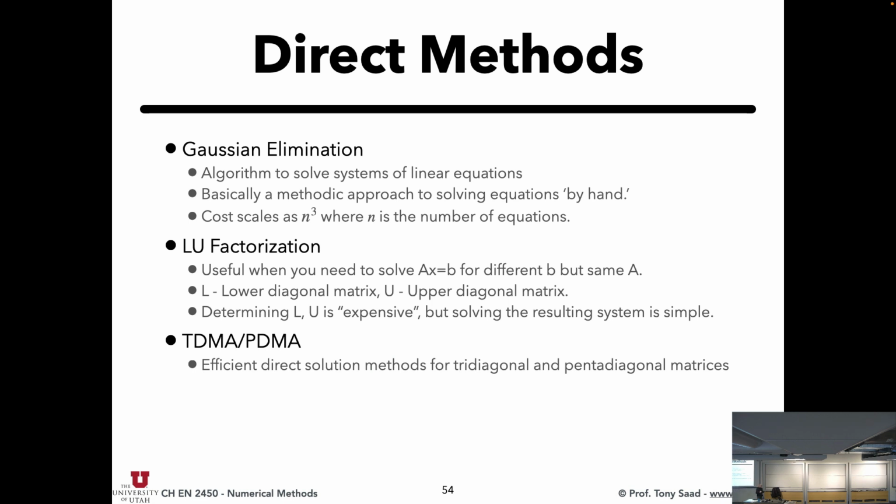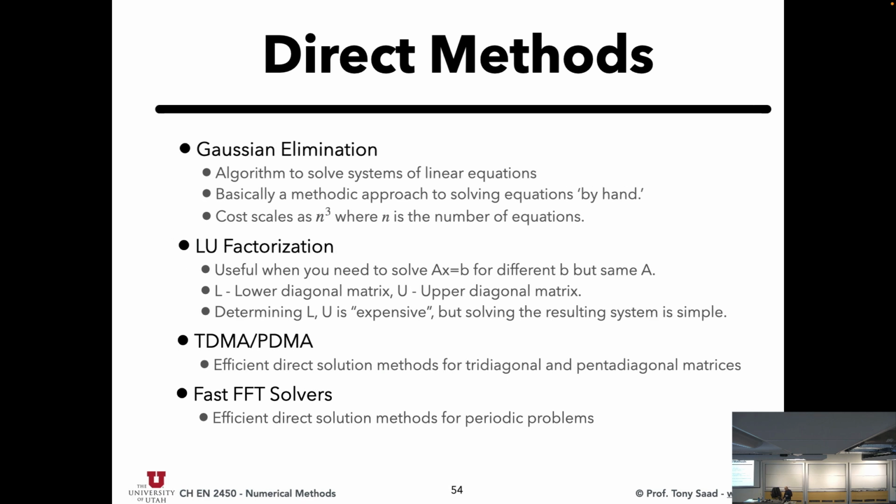These are very, very efficient direct methods. So they give you an exact solution. They are faster than the standard Gaussian elimination. They scale around order n log n, so they're almost linear. And then there are fast Fourier solvers, FFT solvers. They're efficient for periodic problems.